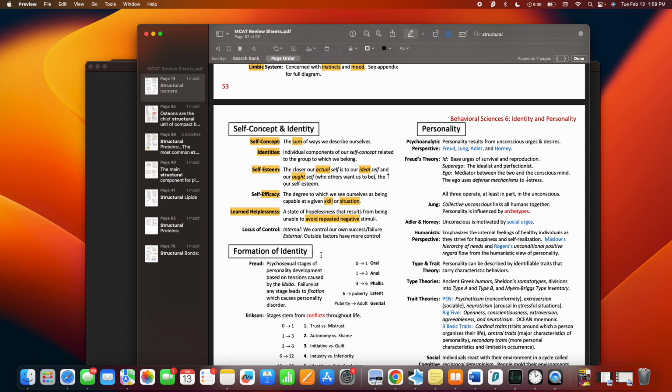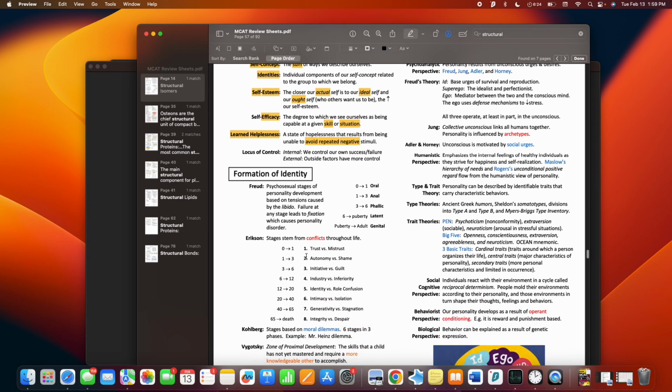Locus of control is internal or external. Internal means we control our own success or failure. External means outside factors have more control. Formation of identity: Freud's psychosexual stages of personality development are based on tensions caused by the libido, and failure at any stage leads to fixation, which causes personality disorder. 0 to 1 is oral, 1 to 3 is anal, 3 to 6 is phallic, 6 to puberty is latent, puberty to adult is genital.